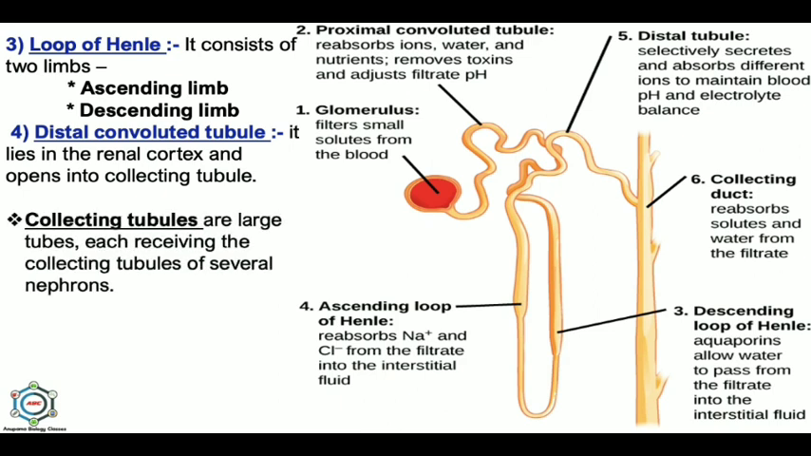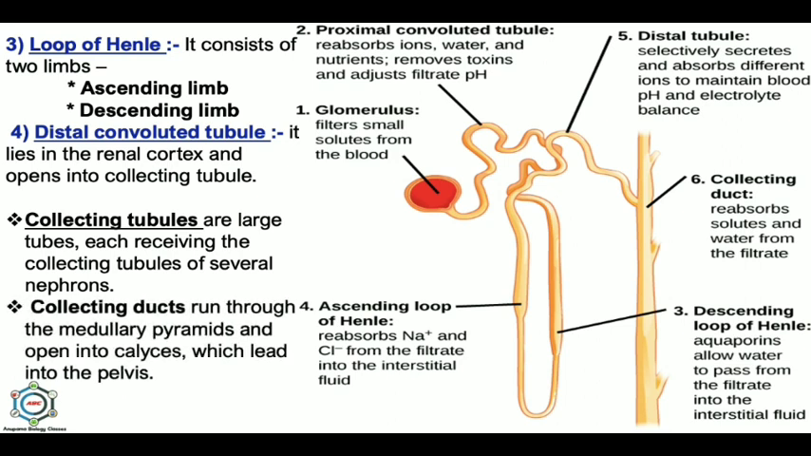Now this opens into the collecting tubule, which are large tubes each receiving the collecting tubules of several nephrons, and the collecting duct which runs through the medullary pyramids and opens into calyces which lead into the pelvis. So this is the complete structure of the nephron.